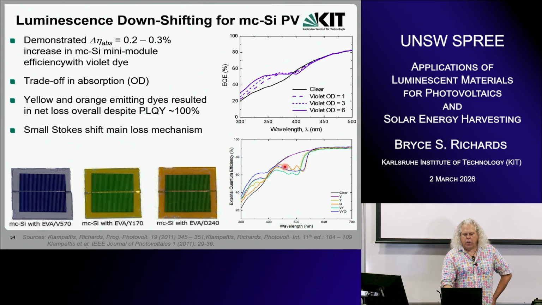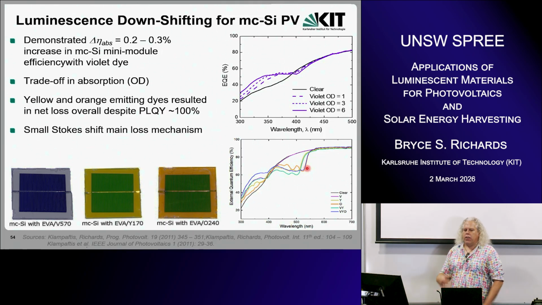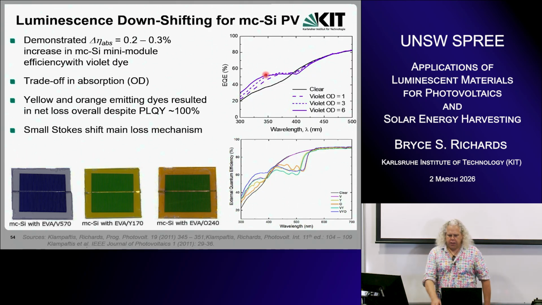You can see that as you go to some of the longer wavelength dyes, you start eating into your EQE spectrum of your solar cell, which would be that black line there. So what that means is you're actually taking away photons that would have been perfectly well utilized by the underlying solar cell, and you're kind of causing a bit of a problem on top. So these were not as efficient. Only the violet dye offered an overall net benefit.